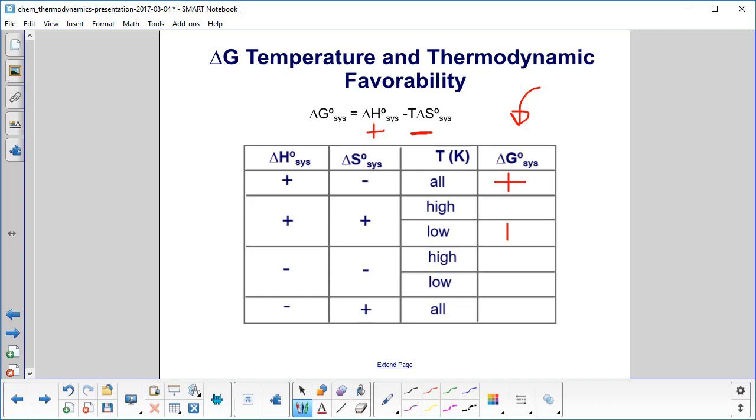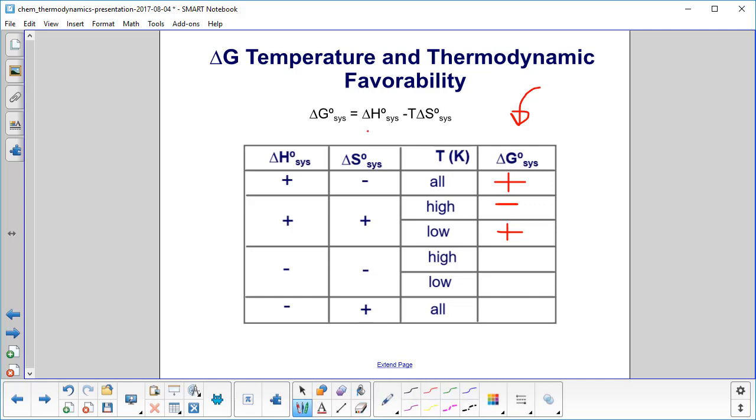So that's here. What if T is very big? Then the negative part will dominate, and you will have a negative delta G naught. So that will be negative right here. Okay, we'll erase this and go to the next one.